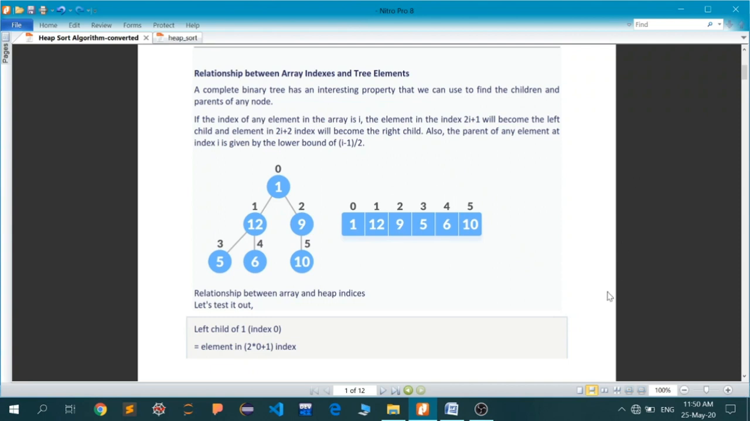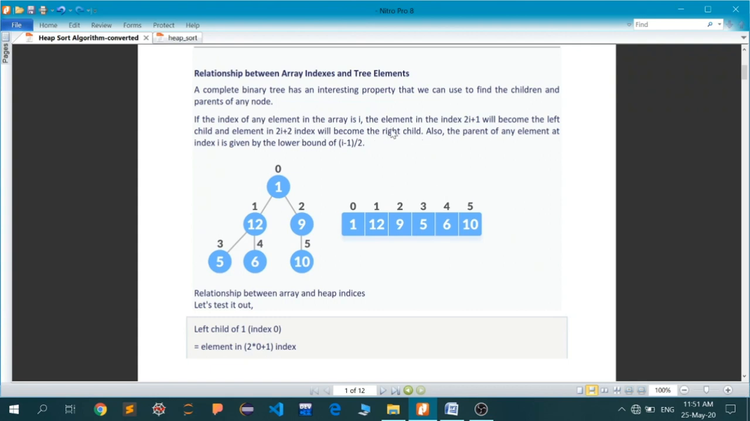Now we have a relation for finding the children's and parents' indexes in a complete binary tree. This rule is implementable only for a complete binary tree and not for any general binary tree, so please keep that in mind. The rules we are going to discuss here are implemented only on a complete binary tree, and none other than that. Now, if the index of any element in the array is i, the element at index 2i plus 1 will become the left child, and the element at index 2i plus 2 will become the right child.